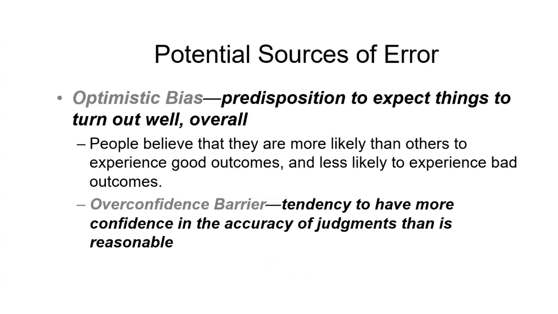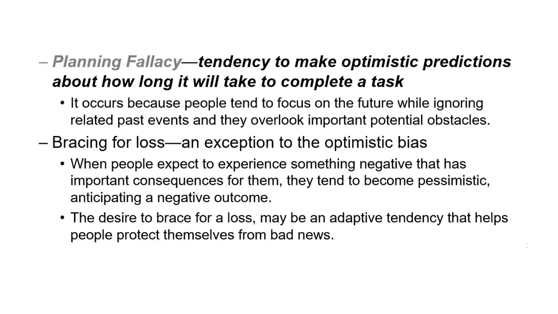Then another type of error is optimistic bias. So this is basically the predisposition to expect things to turn out well overall. Like you say, at the end, we will be able to achieve something. So people believe that they are more likely than others to experience good outcomes and less likely to experience bad outcomes. There is overconfidence bias, which is basically the tendency to have more confidence in the accuracy of judgments than is reasonable.